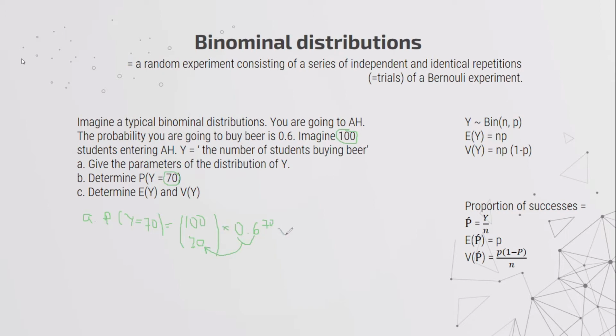We have to multiply again by the probability of not buying a beer. What would be that probability if we know this one is 0.6? 0.4, exactly. 1 minus 0.6, which is 0.4. And we have to take it to the power of which number? 30? Yes, because if 70 are buying a beer, it means that 30 of them are not buying.